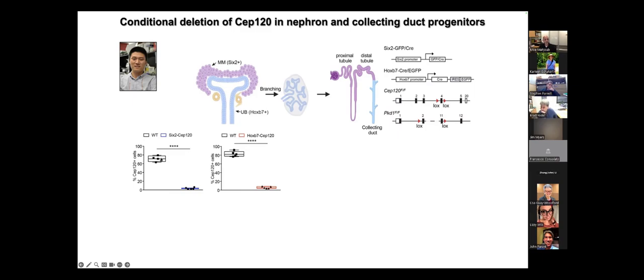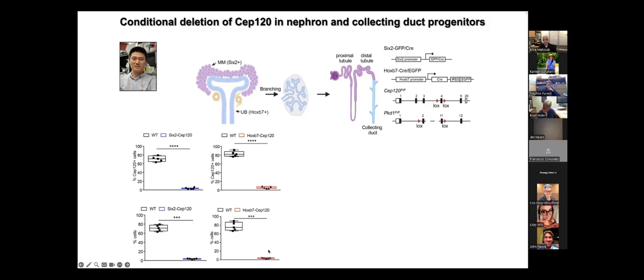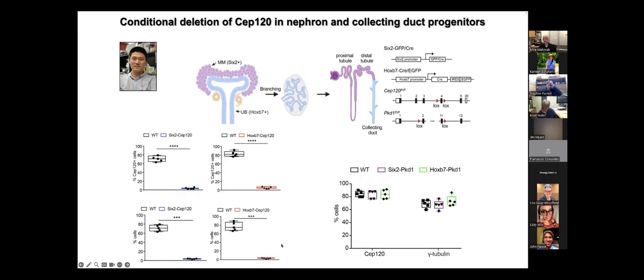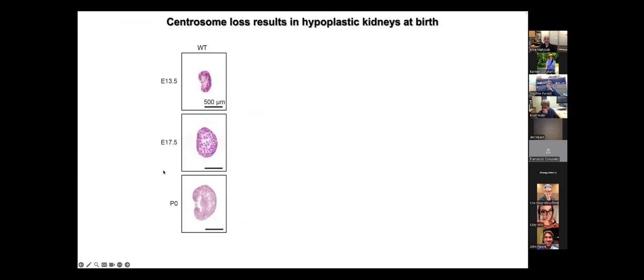So Tao first ensured that, in the mesenchyme or in the UB, he could see a significant reduction in the percentage of cells that express CEP120 in the respective populations. And when he does that, we should see loss of centrosomes as the cells divide, and that's exactly what he sees when he quantifies centrosome number in the two populations. So he's able to knock out CEP120 and centrosomes, and of course, this should not happen in the PKD1 knockout mice, and it doesn't. So both CEP120 and centrosomes are present in the respective progenitor populations in the PKD1 knockouts, as expected. So what happens phenotypically?